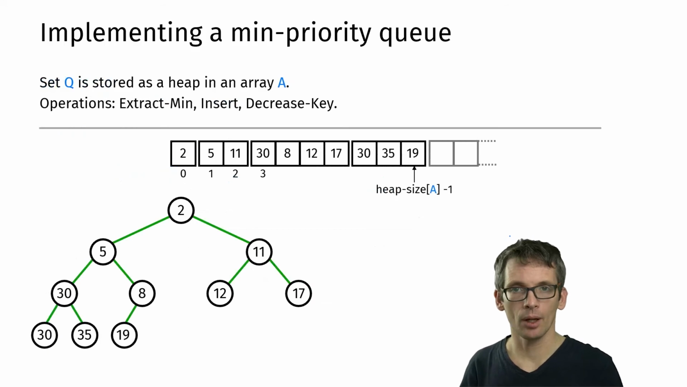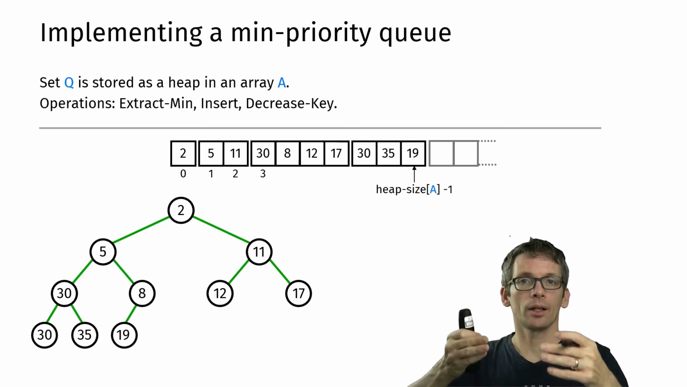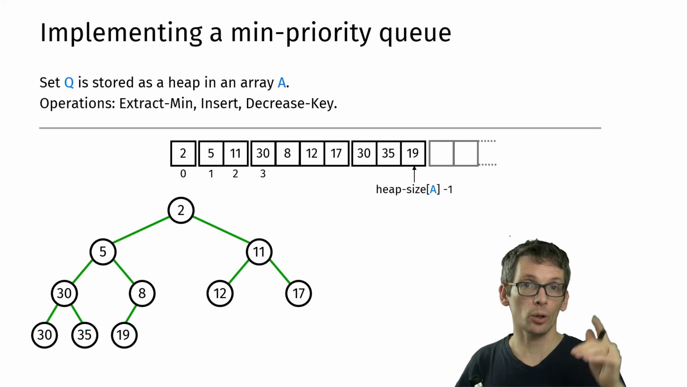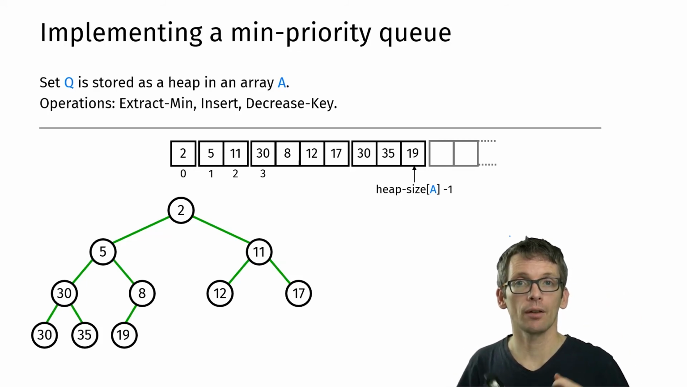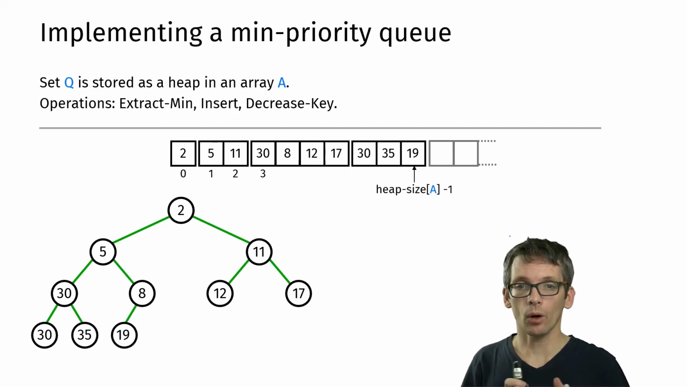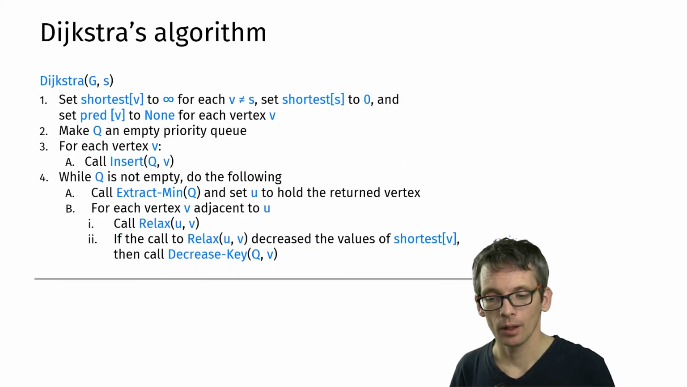So here you see a heap. We can store it in an array, and we have this min heap property. So a parent has a key smaller than or equal to its children. And there will also be a link to the video on heaps if you want to take a look at those again. Now with all operations in order log n time, what is our running time?